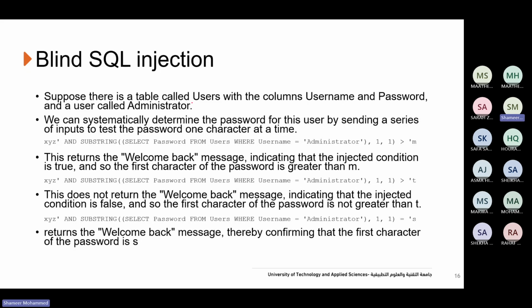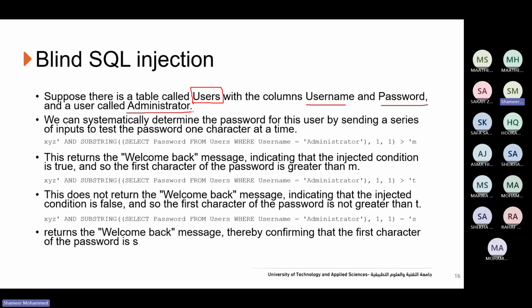Suppose there is a table called users, and in that users table you have columns username and password. The name of the user is administrator. Now see, you are trying to write the query like this. In the query, you write: select password from users where username is equal to administrator and substring(password, 1, 1).